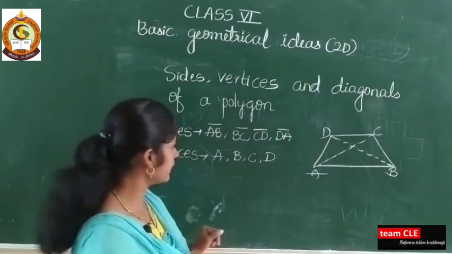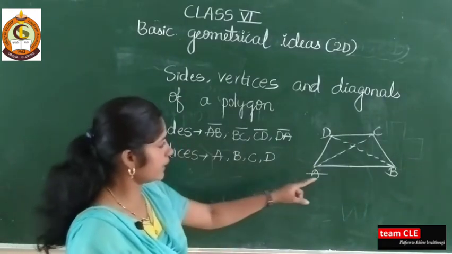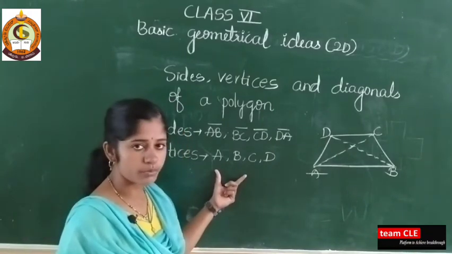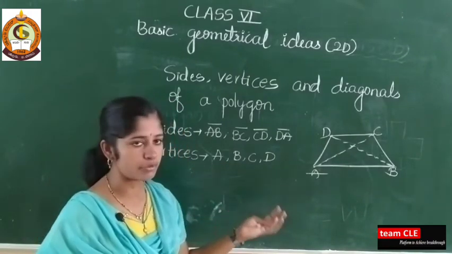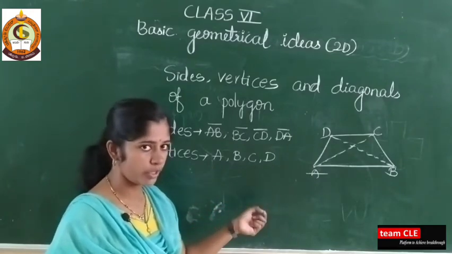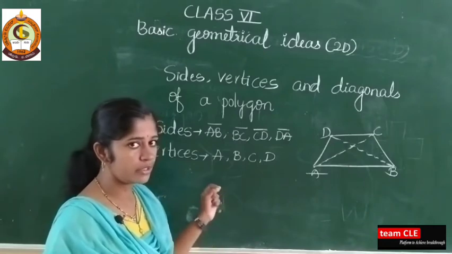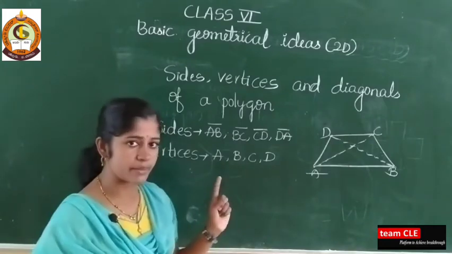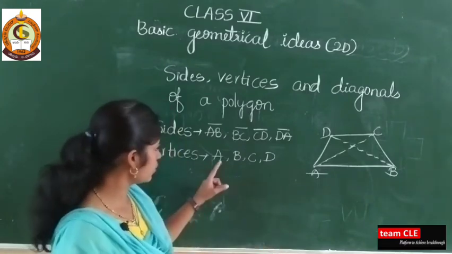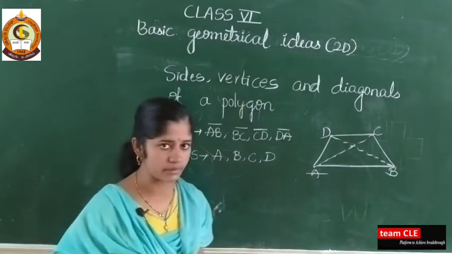I hope you are getting my point. Sides here are AB, BC, CD, DA. Vertices are the corners of the given figure. How many corners are there? 4. And where two line segments meet at a point, that meeting point we are calling a vertex. If one is there, it means vertex; if more than one are there, it means vertices. So here A, B, C, D are the vertices.